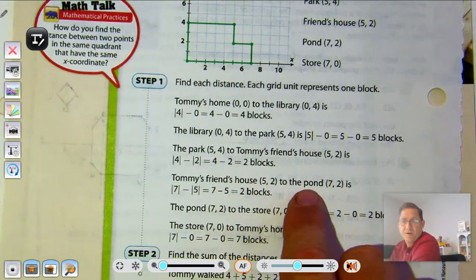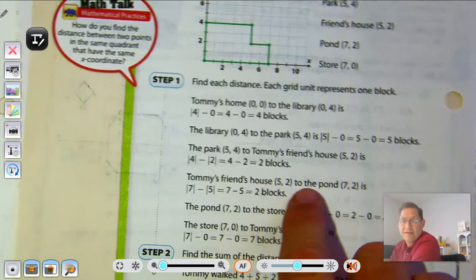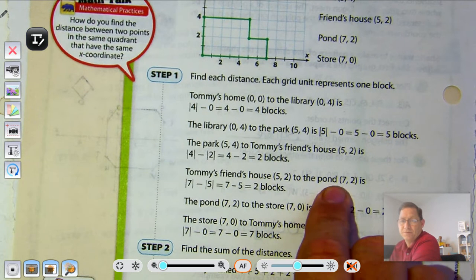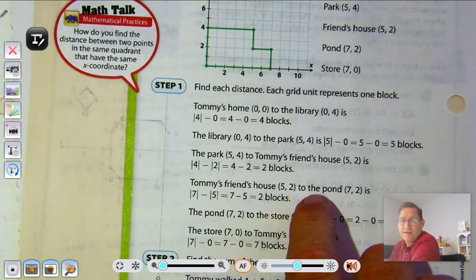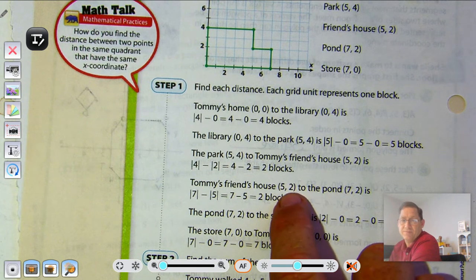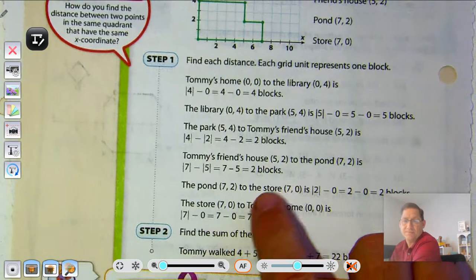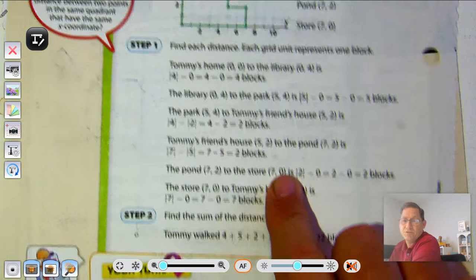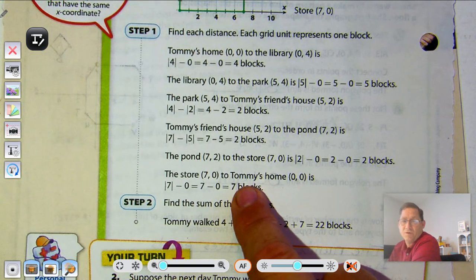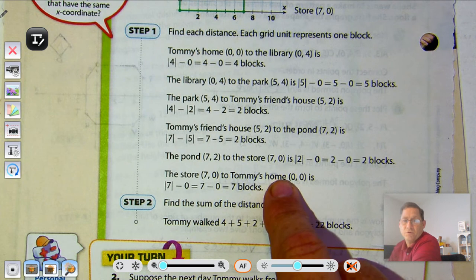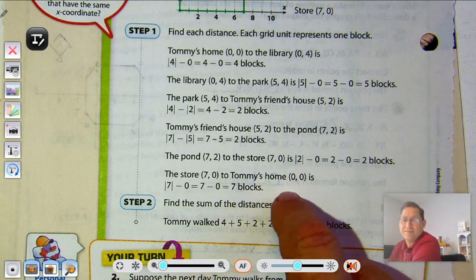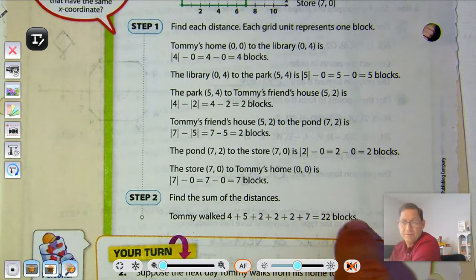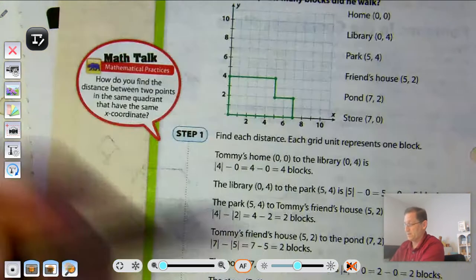From his friend's house to the pond, the y-coordinates are the same, but we're still in the first quadrant. So absolute value of 7, take away the absolute value of 5, gives us 2 blocks. The pond to the store, the absolute value of 2, take away the absolute value of 0, gives us 2 blocks. And finally, from his store to his home will be the absolute value of 7, take away 0, or 7 blocks. Then we can add up all of those different spots of this shape.